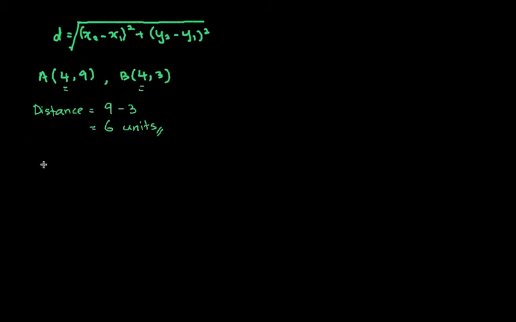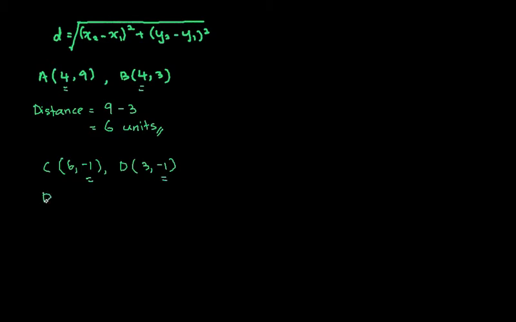We have point A, point B. Okay, let me see. Point C, 6, negative 1, and another point is D, 3, negative 1. Now if you want to find the distance between point C and D, what's the first thing that you have to see? Look at their coordinates. See whether they have the same x coordinate or same y coordinate. In this case, they have the same y coordinate.